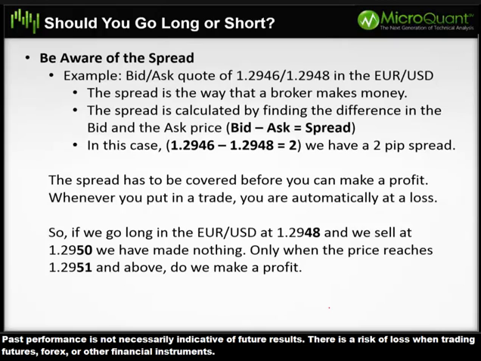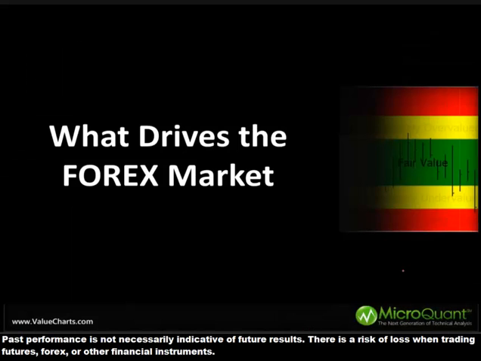So if we do go long in the Euro US dollar at the 1.2948 and we sell at 1.2950, we actually have made nothing. The only time we'll actually make profits out of this trade would be when price hits the 1.2951 and above. So once it hits that 1.2951 and above, if we were trading $100,000, we just made our first $10 on that one tick. That moved up that 1 pip. All right, that's that. Now, what actually drives the Forex market?